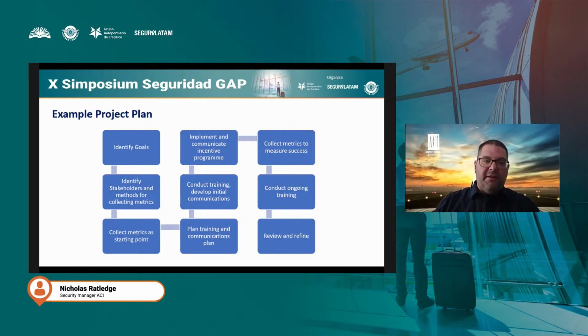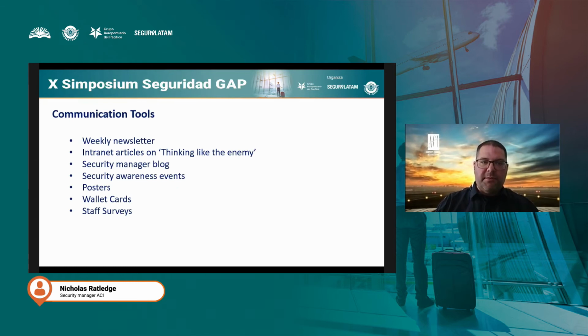You start planning the training and communications plan, followed by conducting that training, and then implementing these different incentive programs, followed by the last three points of continuous improvement with regards to the program moving forward. So again, an example of how a project plan could look when you want to execute such a security culture program.